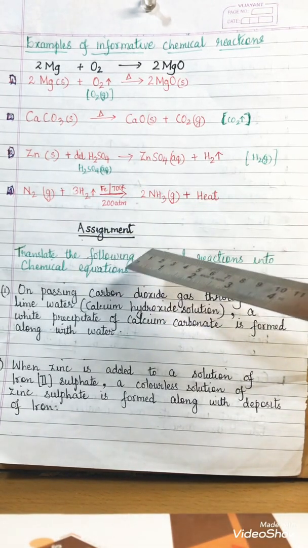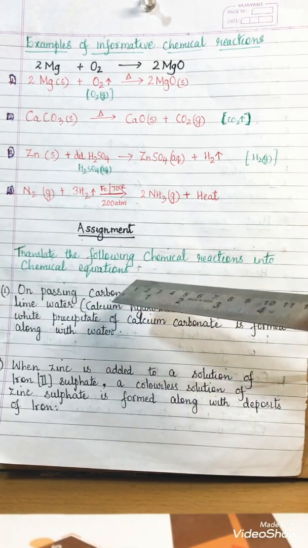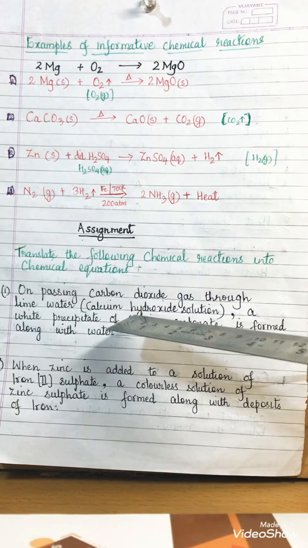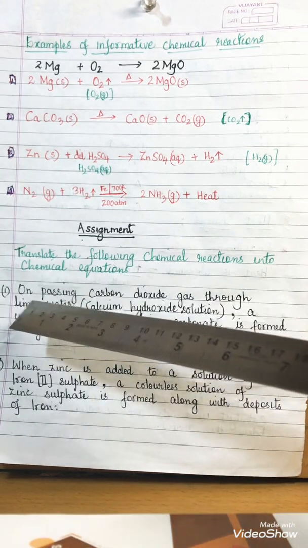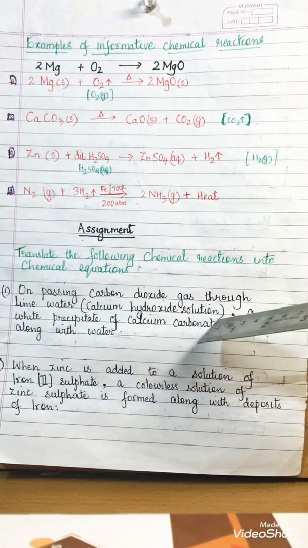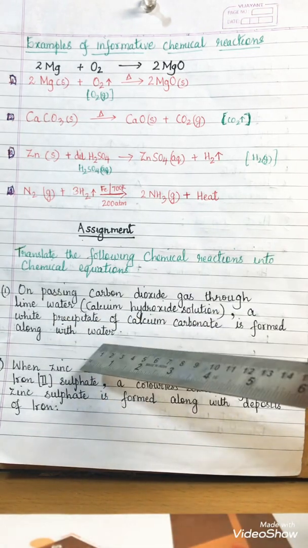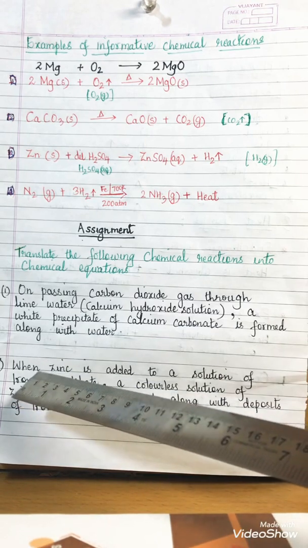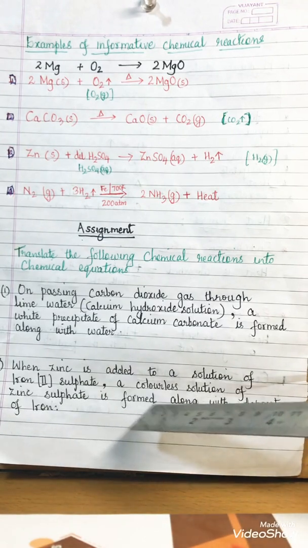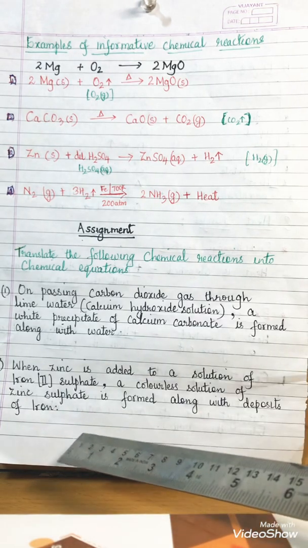Now you have an assignment. You need to translate the following chemical reactions into chemical equations. So 2 questions are given. Try to translate these chemical reactions into chemical equations. First one is, on passing carbon dioxide gas through lime water, that is calcium hydroxide solution, a white precipitate of calcium carbonate is formed along with water. Second is, when zinc is added to a solution of iron 2 sulfate, a colorless solution of zinc sulfate is formed along with deposits of iron.